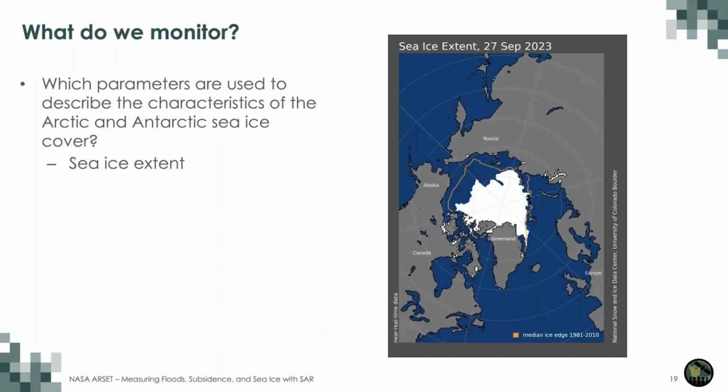So what do we actually monitor? This lecture is supposed to be about monitoring and detection of sea ice. Well, we use different parameters. We often talk about 3 different things. First one is the sea ice extent. And here you can see an image from quite recently, the 27th of September in 2023. And this is around the time when we say that the sea ice is at its lowest, the sea ice minimum.